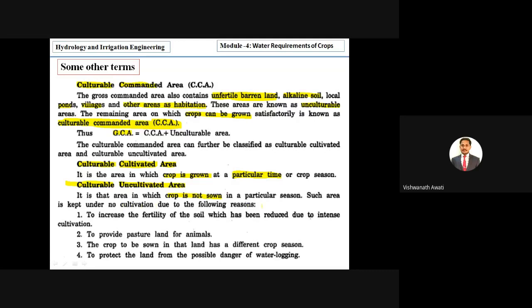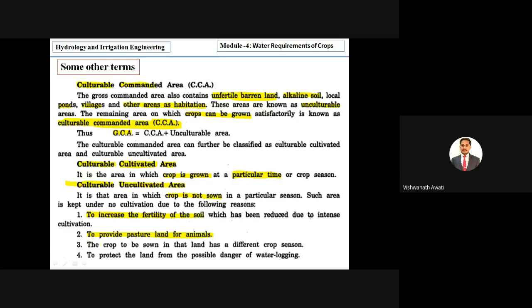So why do they not sow? Because to increase the fertility of the soil, right? Due to continuous cropping, the fertility of the soil reduces, so to regain fertility they take some gap between cropping. Then to provide pasture for the animals, grassland, for dairy purposes. The dairy industry is also a good source of income for the farmers. That's why they maintain grassland or pastures for the animals.